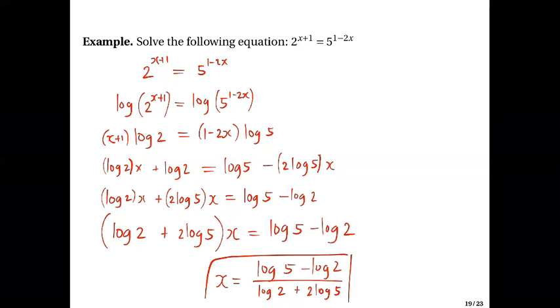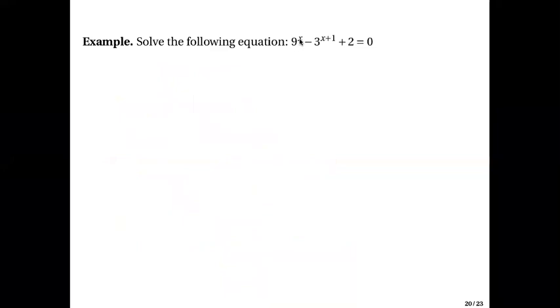All right, next problem. You have 9 to the x minus 3 to the x plus 1 plus 2 equals 0. So this looks awful, and it looks difficult. But let us try to simplify this. First, you have base 9 here, you have base 3 here, and 9 is just a power of 3. So we can make this base 3.